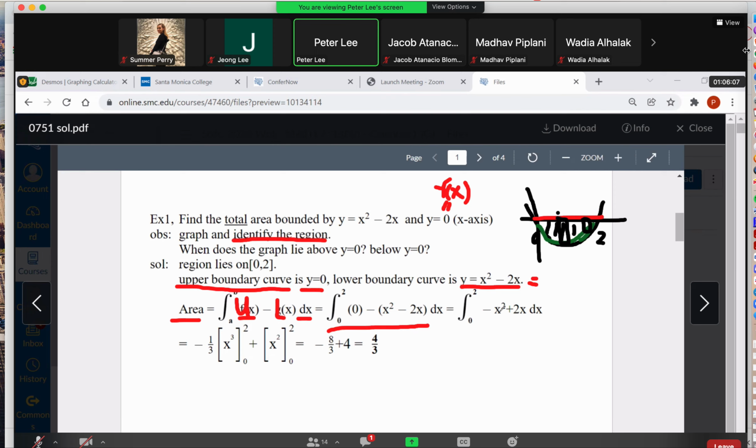All you have to do is evaluate this. That's it. You get 4/3. And of course, after you get the answer, what do you always do? You always look at this and then try to estimate whether this makes sense. So if you look at this here, let me see.